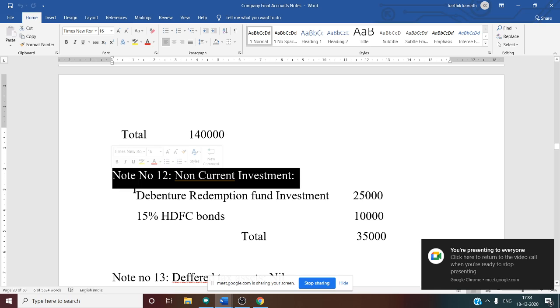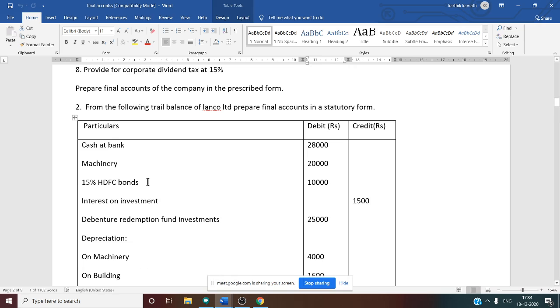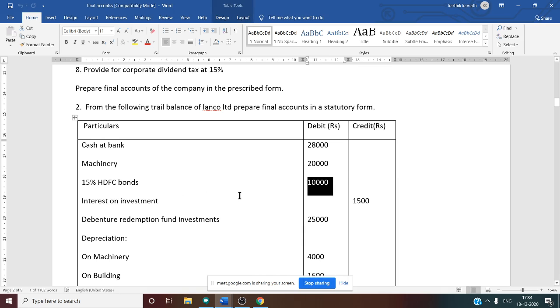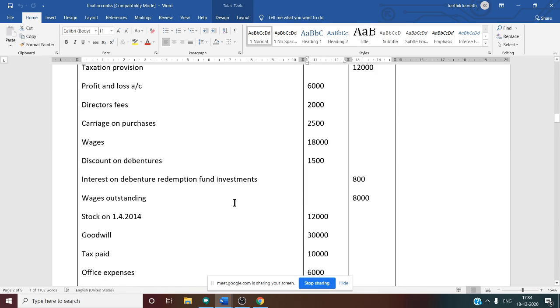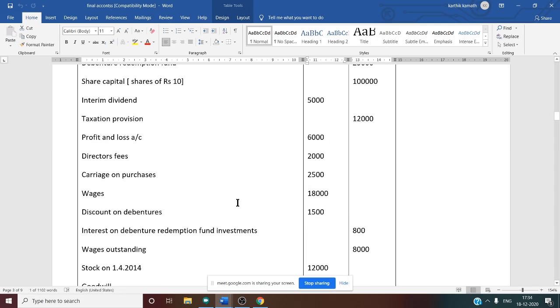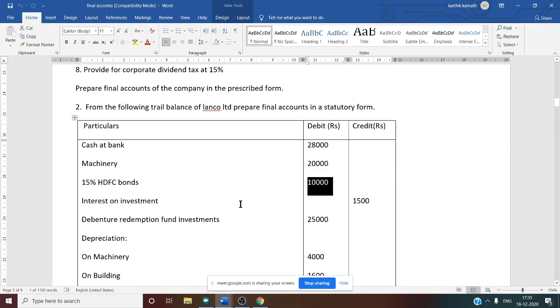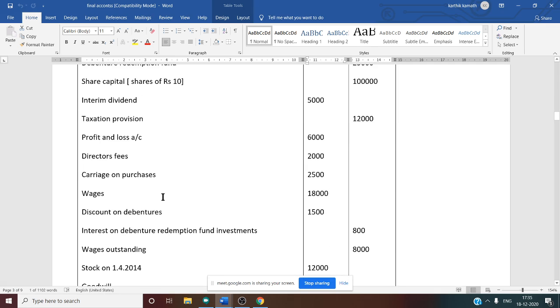So once again we'll see the question. There they have mentioned 15% HDFC bond. So investment made by the company, Lanco Limited, in private bonds. That is 10,000. No information is given, that is why we'll consider that under non-current investment. And one more thing given in the trial balance is just investment information. Where that information is given, we have to find out now. Can you tell me now where it is given?